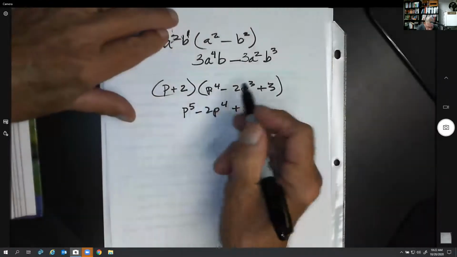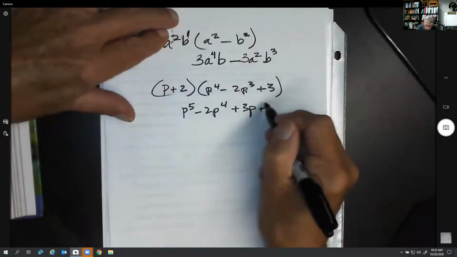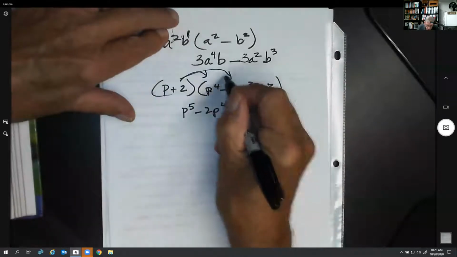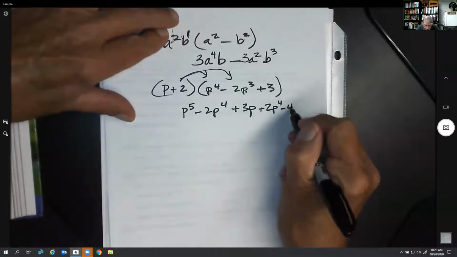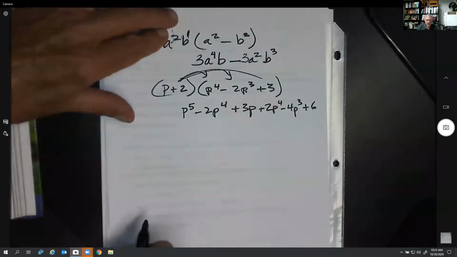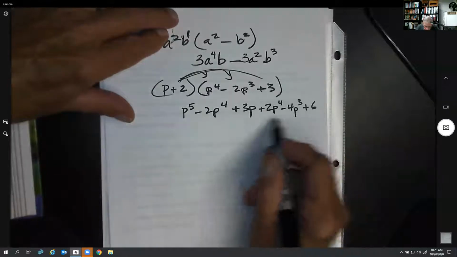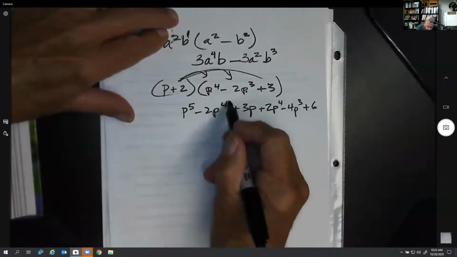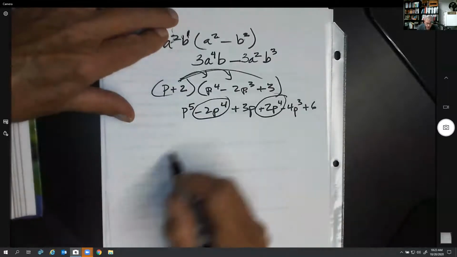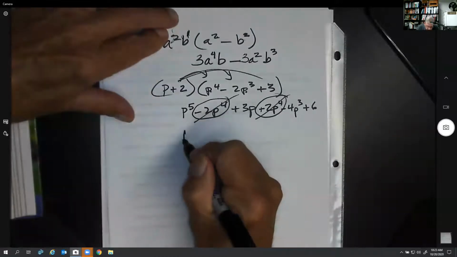Then we're going to distribute the 2 to each term, plus 2p^4. So now I'm multiplying everything by the 2, minus 4p^3 and plus 6. Now here I could combine like terms, but I'm going to jump the gun a little bit. I see that this is a negative 2 and a positive 2, so those two terms are going to cancel out. And I put this in descending order.